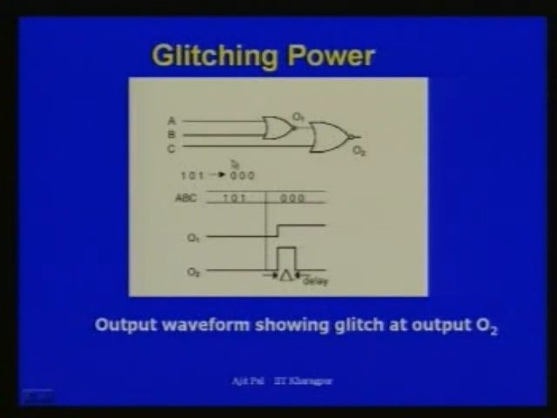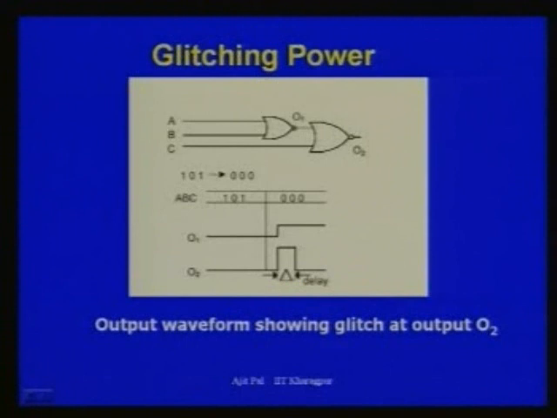That means you can see this output is 0 when the input is 101. This output will become 0, as you can see here, and this 0 will continue after the transition is occurring to 000 for one gate delay, and as a consequence here this input will be 0 and this input will be 0. So, when both of them are 0, what will happen at the output? Output will become 1, and that 1 will remain for one gate delay duration, and this is known as glitching power.